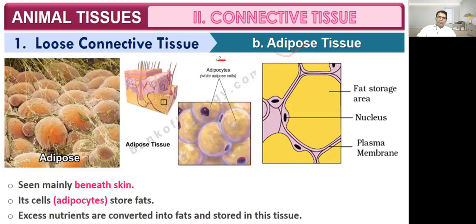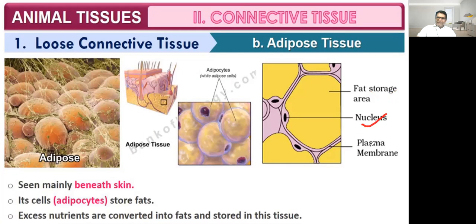Name the cells which store fat. That is called adipocyte. This is an adipocyte, a white adipose cell. These cells store the fat. Excess nutrients are converted into fat and stored in these tissues. If you are taking excess nutrients and your lifestyle is very dormant, you are not very active, the excess fat will be stored in adipose tissues, and that is the reason for obesity. So this is a fat storage area.